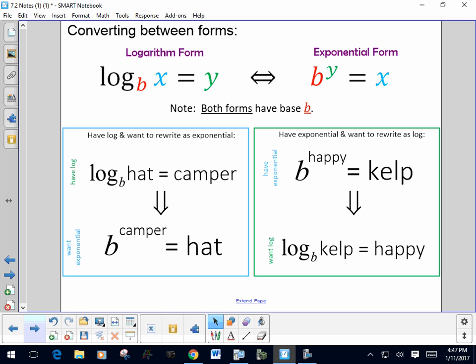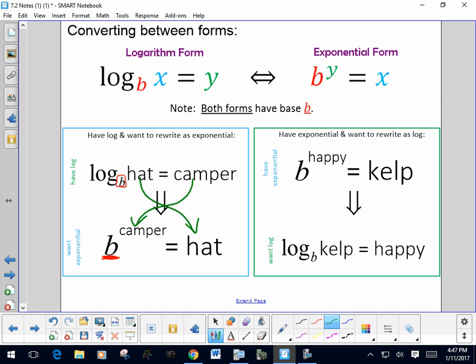If we have a log equation, we could just as easily write it as an exponential equation, and sometimes we want to convert that. So if we have log base b of hat equal to camper, another way of writing that exact same equation is to write it as an exponential. If the base of the log is b, the base of the exponential is b. And remember that logs and exponentials are inverses. So the input becomes the output, and the output becomes the input. They switch because they're inverses.